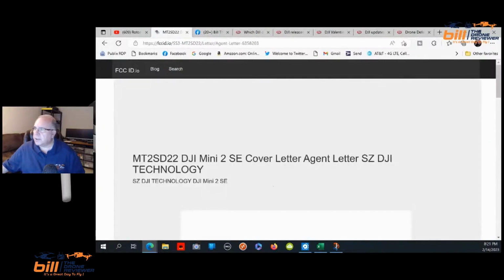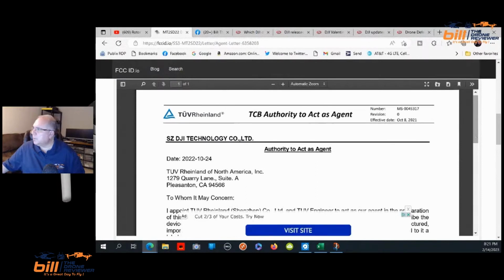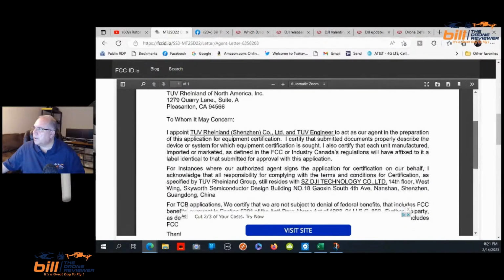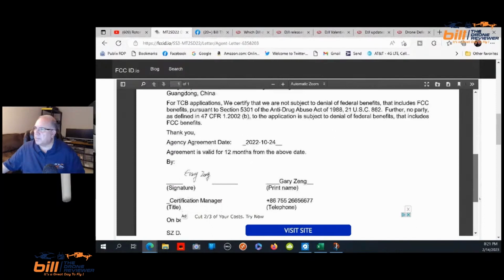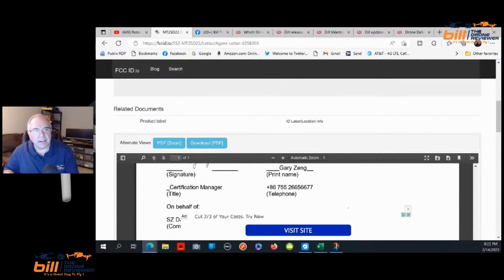Let's look at the agent letter here. And this is dated on 10/24/22, and TUV Rhineland of North America. Apparently, they're the ones that were contracted to do the testing for the FCC on here, and there's some signature on that. So that's basically what that means. This is the company that did the testing on behalf of, excuse me, not DJI. They act on behalf of the FCC. They're testing this. They're an independent third party. Okay, they're not connected to DJI. They're not connected to the FCC, but they have to report their results to the FCC in a timely manner.